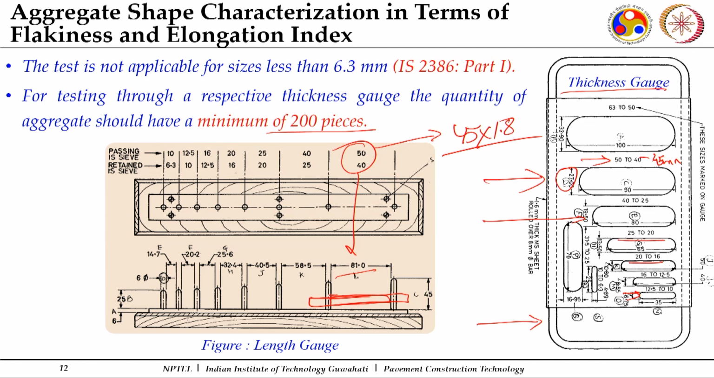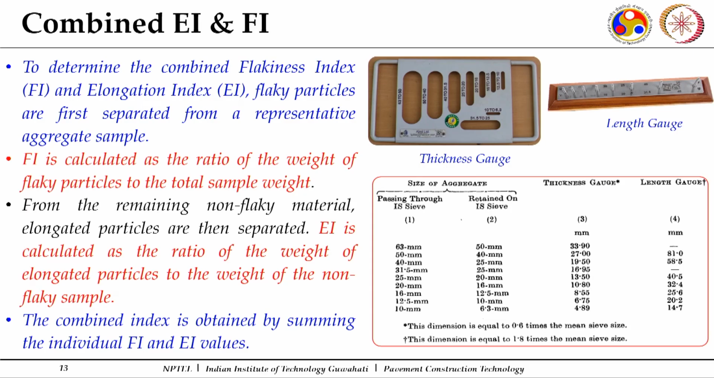So, I can make a count, for a given sample of 200 pieces, of how many are elongated and how many are flaky, and then I take out the percentage. The weight of flaky particles divided by the total sample can give me the flakiness index. The weight of elongated particles divided by the total weight of initial aggregates gives me my elongation index.